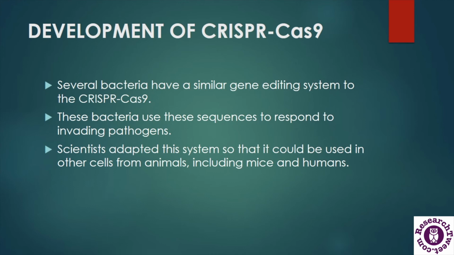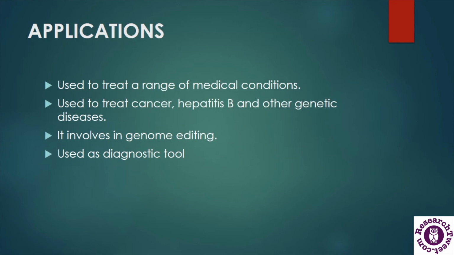And scientists adopted this system so that it could be used in other cells, like those from higher animals and higher plants, including mice and humans. They use this system to improve genetic variations and to cure some genetic disorders which cannot be cured by conventional methods of medicine, and for several other applications which are beneficial for humans. So now let's understand what the applications and significance of CRISPR-Cas9 are for humans.